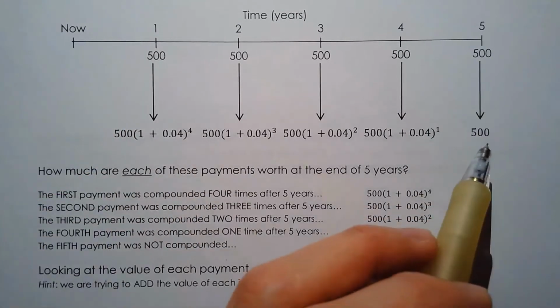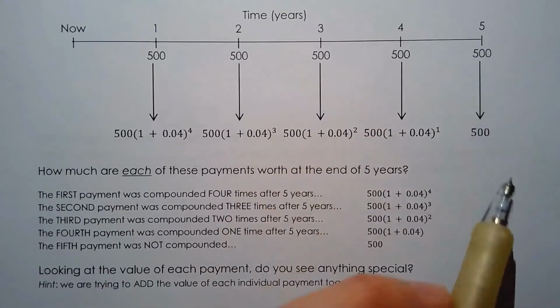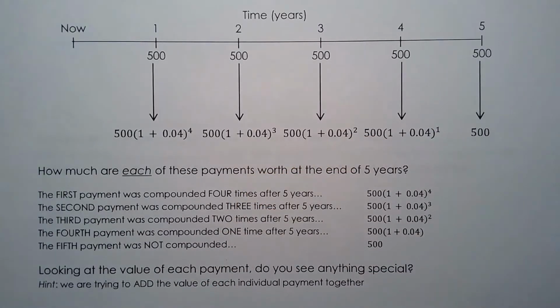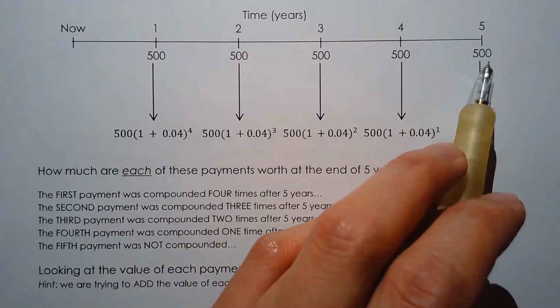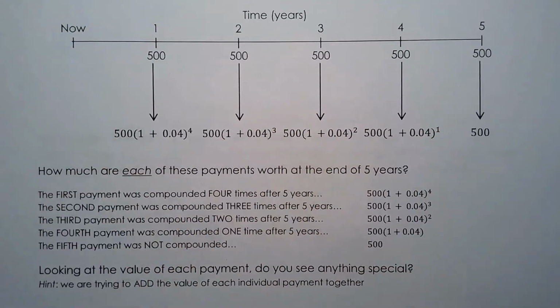And the one that's worth the least is the one he just got, because that was given no time to grow. Based on your understanding of future value and present value, this last payment of $500 he got from his mom and dad, it's good, it's $500, but it was given no time to grow, so it's still worth $500.